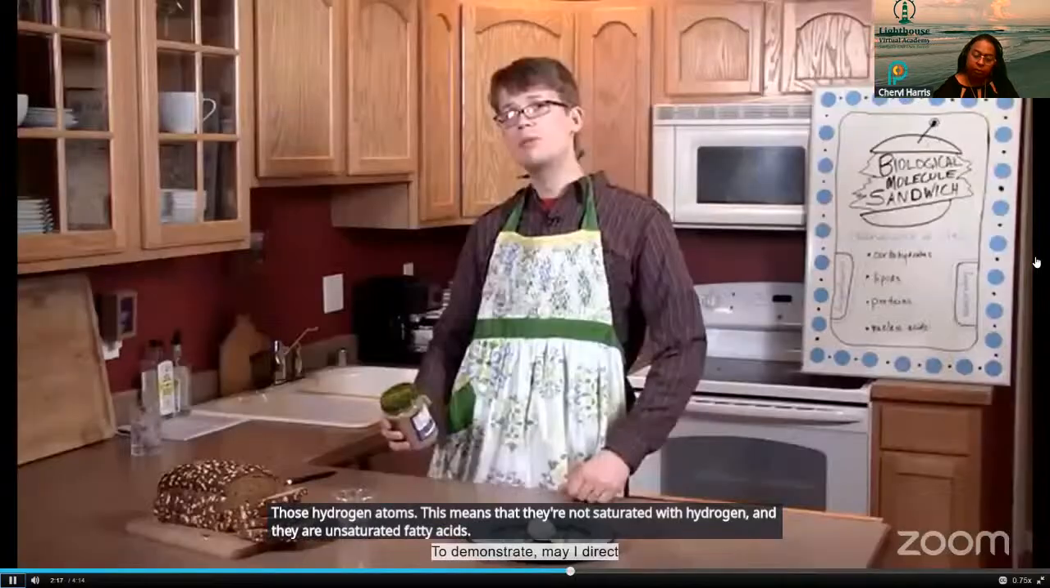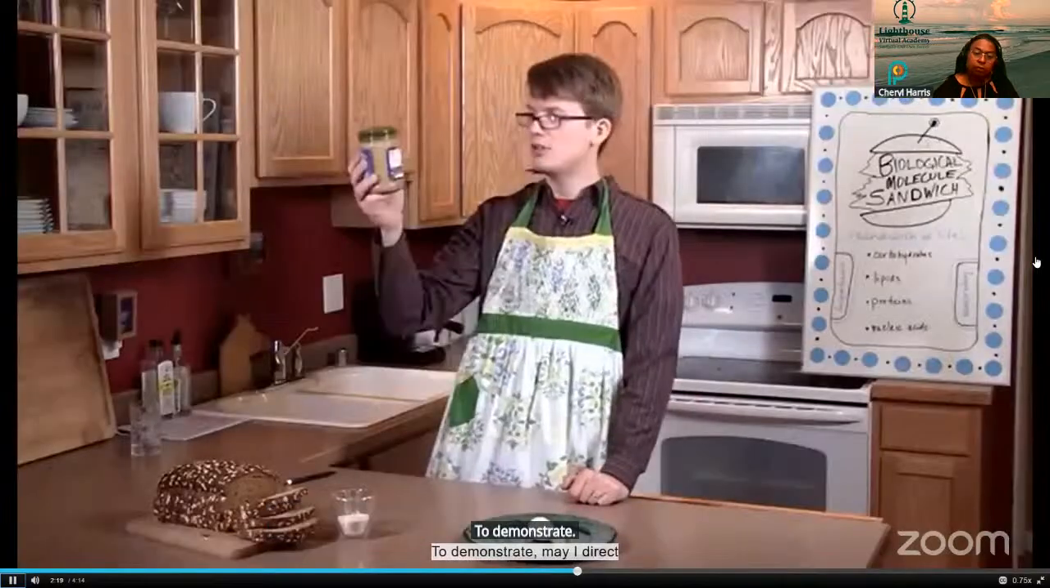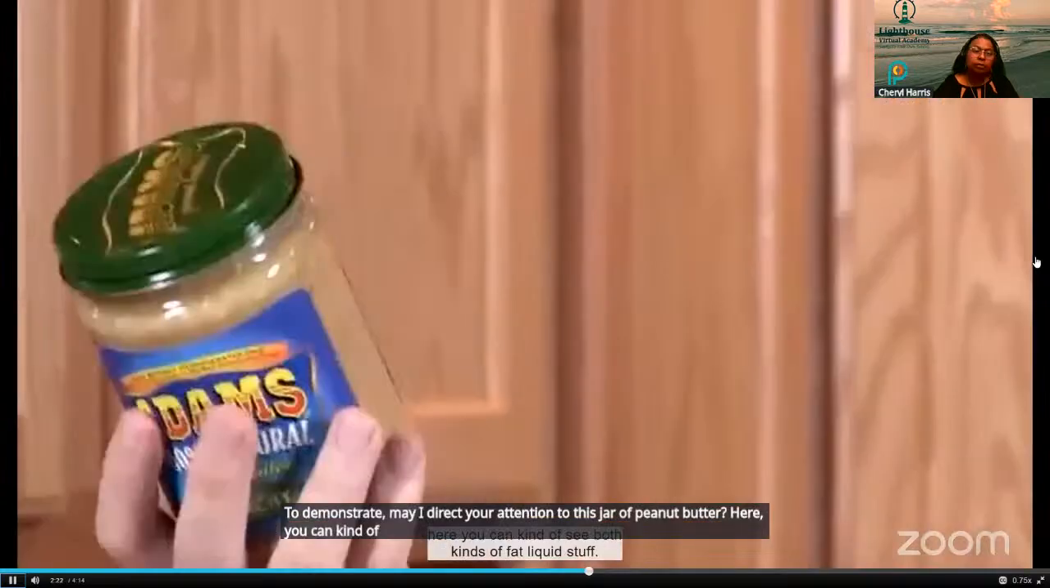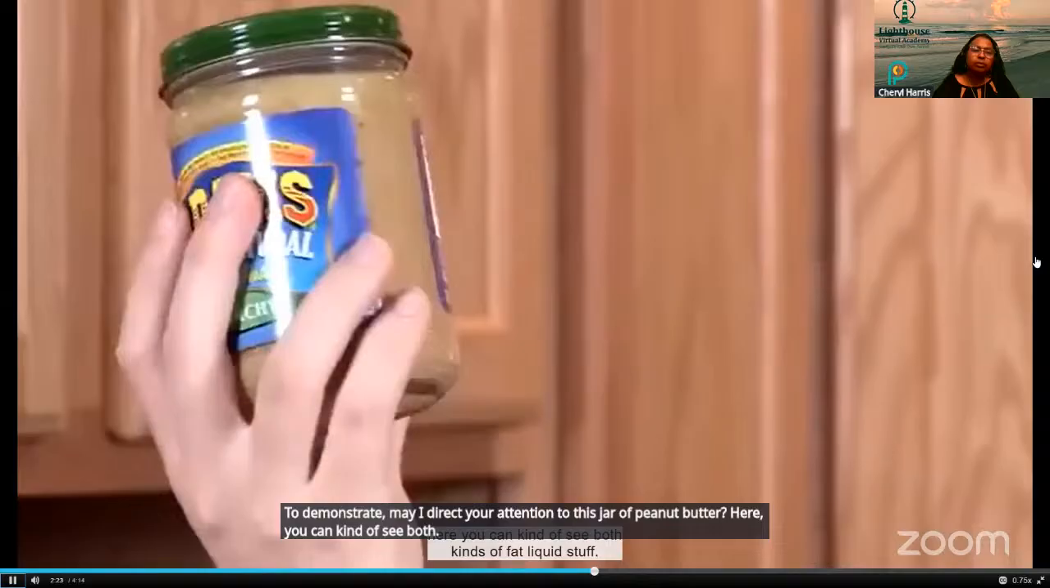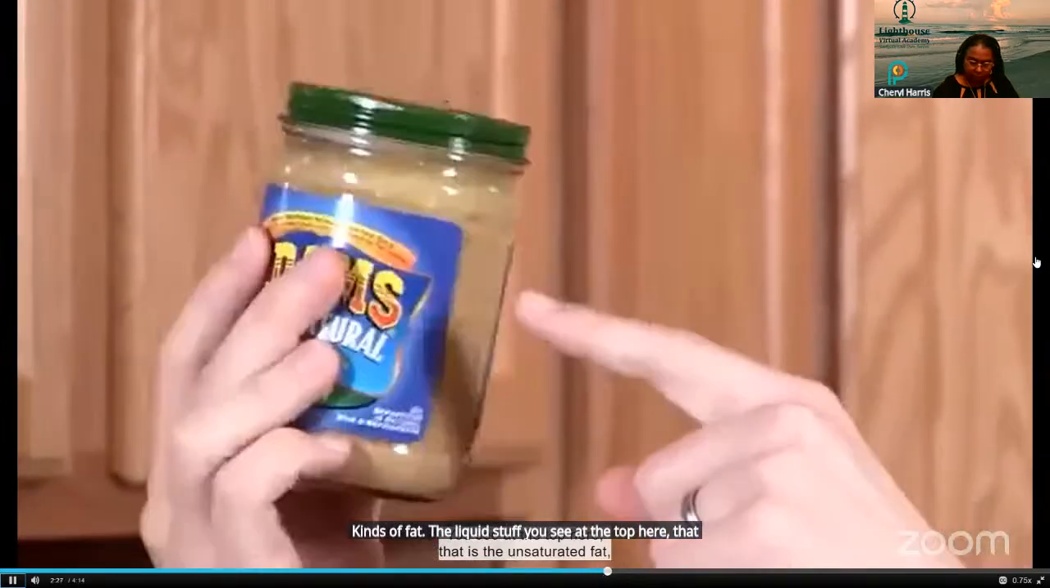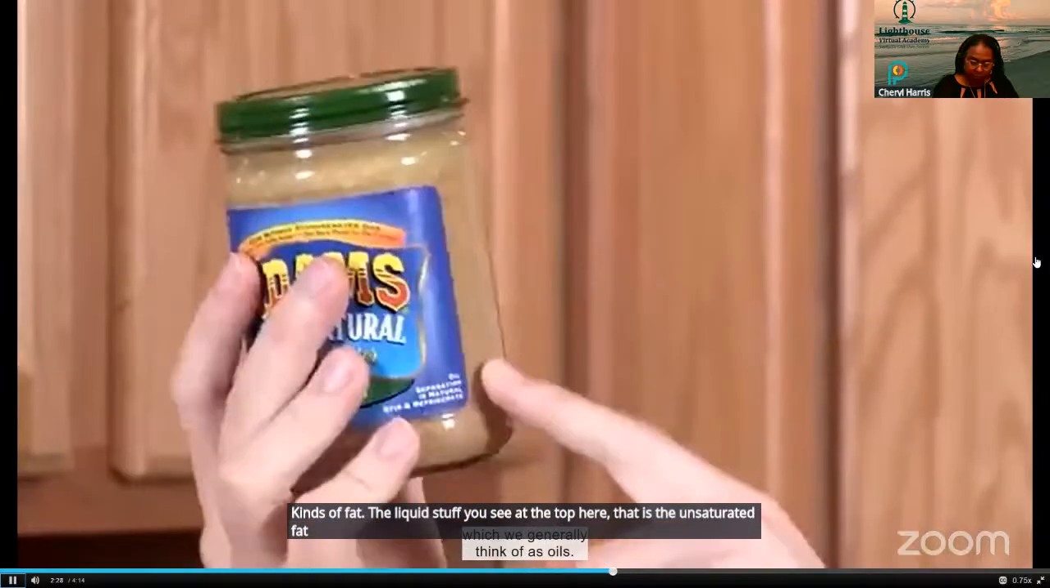To demonstrate, may I direct your attention to this jar of peanut butter. Here you can kind of see both kinds of fat. The liquid stuff you see at the top here, that is the unsaturated fat, which we generally think of as oils.